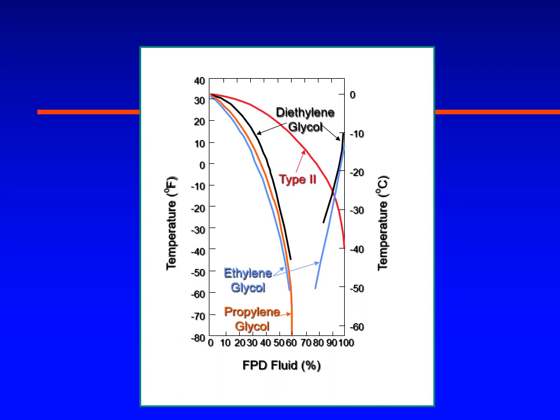One anomaly to this is ethylene glycol and diethylene glycol, the blue and black lines. Above 70% as the solution strength gets stronger, all the way up to 100%, notice that the protection level increases. It goes from a temperature of -50 degrees Fahrenheit up to 10 degrees Fahrenheit. These solutions are all type 1 solutions. However, there is one red line that indicates type 2 solution.